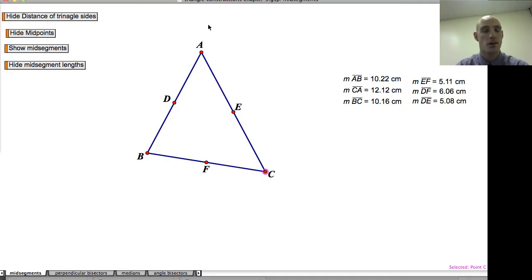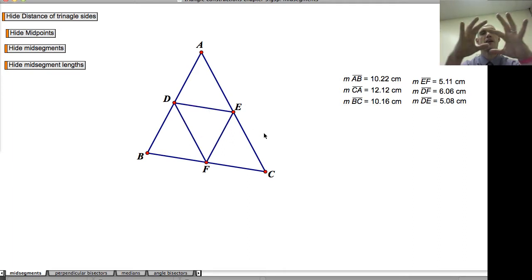Welcome back. Today we're going to be talking about triangle midsegments. As you can see here, I've got this triangle, and I have already drawn the midpoints. D, E, and F are the midpoints. What you can see is the midsegment triangle, because it's the triangle formed by the midsegments.